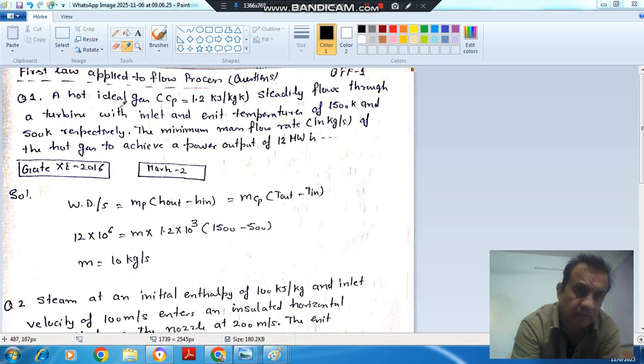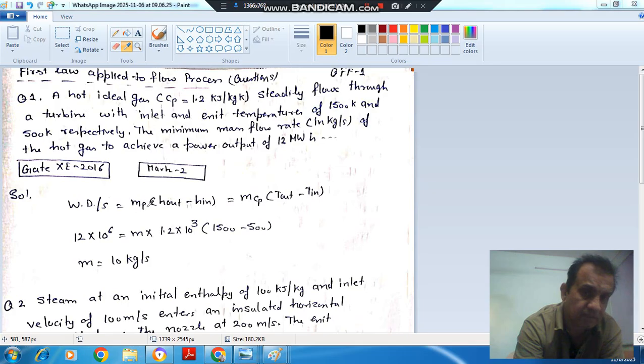Question number one: a hot ideal gas, Cp equal to 1.2 kilojoule per kilogram per degree Kelvin, steadily flows through a turbine with inlet and exit temperature of 1500 Kelvin and 500 Kelvin respectively. The minimum mass flow rate in kilogram per second of the hot gas to achieve a power output of 12 megawatt is. So here we have derived the expression for work done in case of turbine, and that was the difference of outlet enthalpy minus inlet enthalpy.